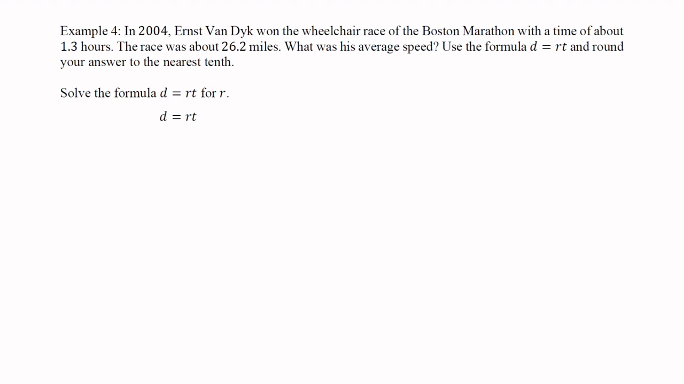So d equals rt. We've got to get the t off of that r. So since we're multiplying the r and the t, we're going to divide each side by t, and that gives us d over t equals r. Now that we have a formula for our rate, we can use the formula to solve for r.